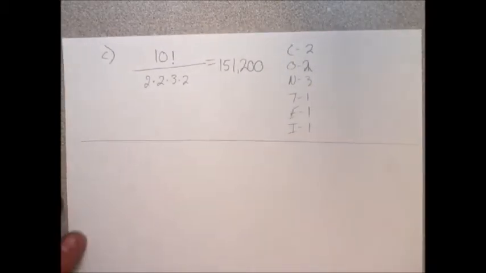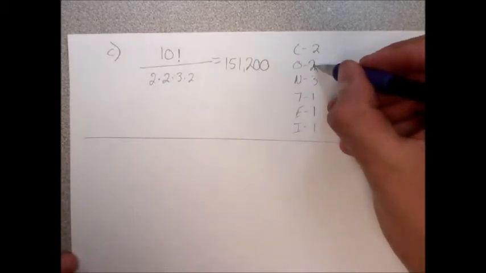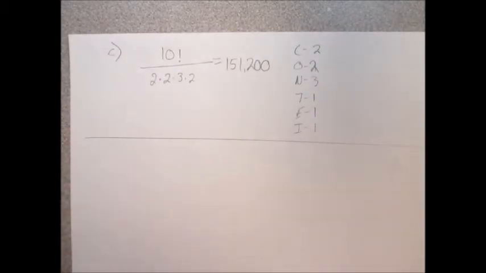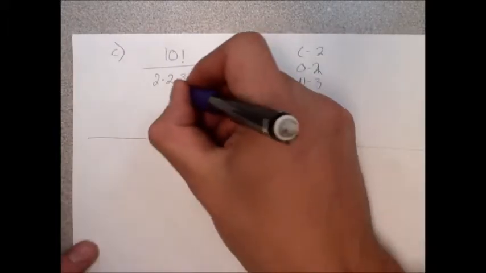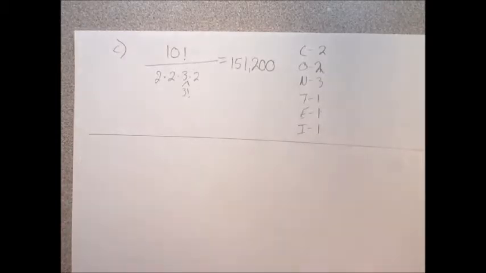Questions? I got the 2 here, I got the 2 here, and then 3 factorial is 3 times 2 times 1. So maybe I should have written that 3 factorial expands to that right there. Does that help? Okay.